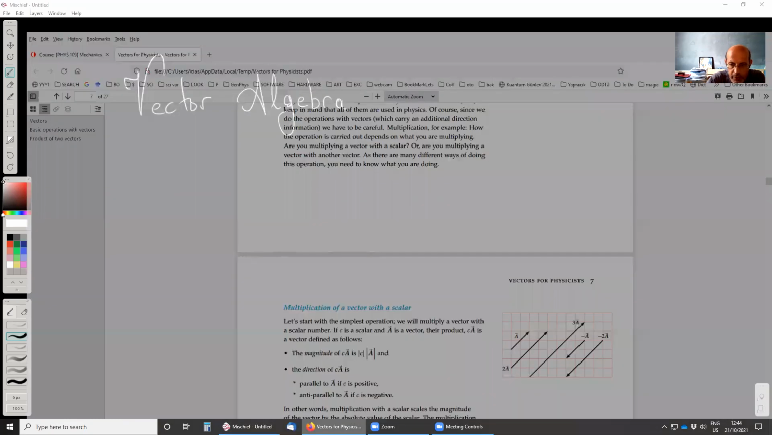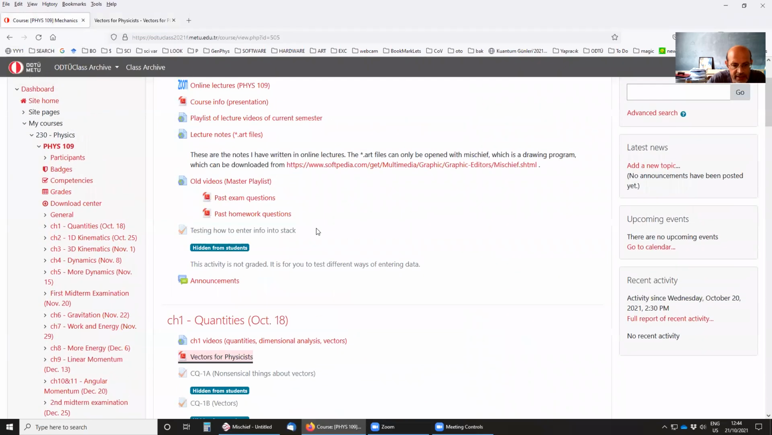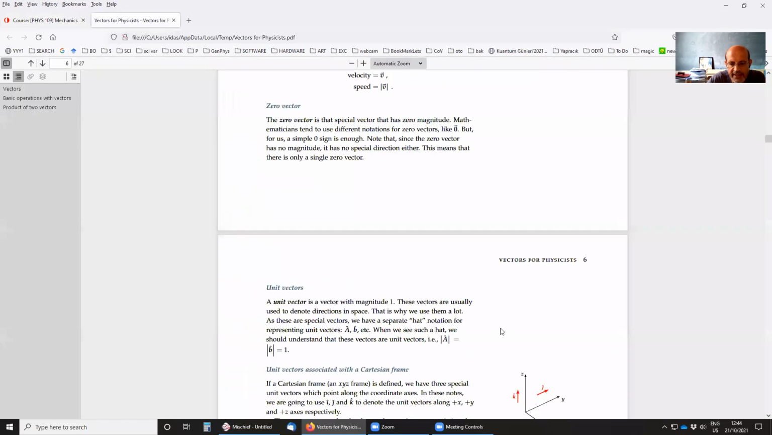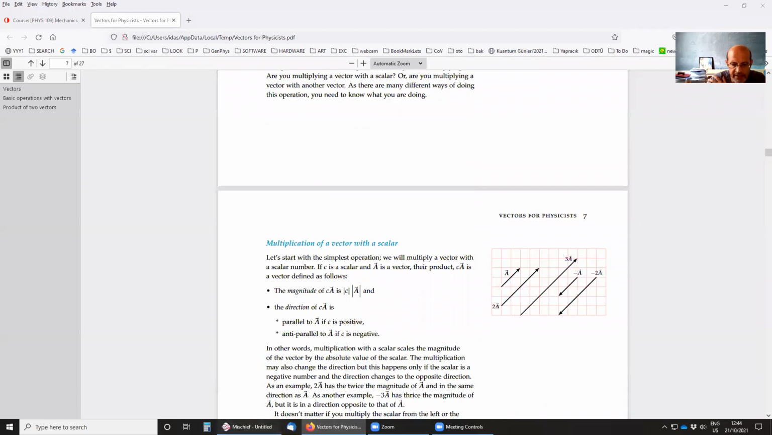So let me first of all say this. This is basically a file, I think in the first week, it's the vectors for physicists. It's a file that I have written down. So everything that I'm going to talk about vectors is in here, right? Just keep this in mind, okay? So I'm going to repeat more or less the same things in here.